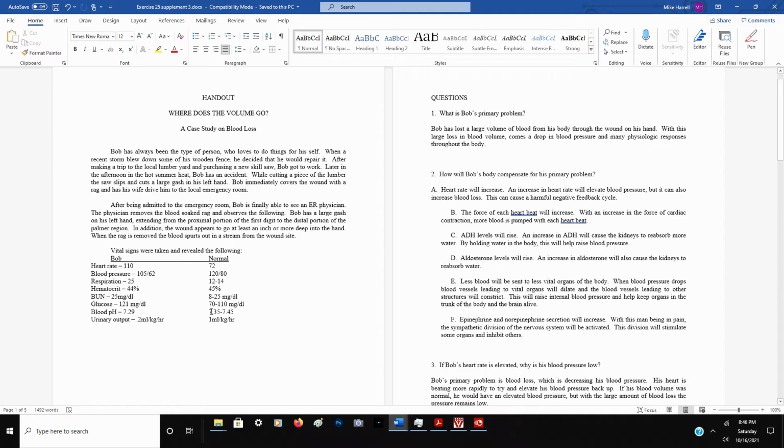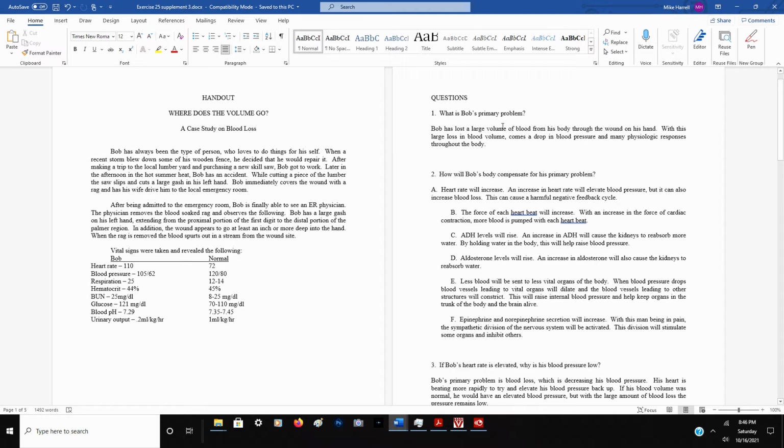And look at his blood pH number, too low. Anytime that number's below 7.35, that's acidosis. It means there's too much hydrogen in the blood and body. And then notice how the urine output is low too. So we've got some questions about Bob and what's happening to him right here.